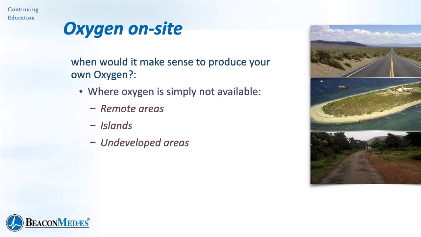Obviously, if you couldn't get oxygen, a good example might be a place like Bermuda. How would you get oxygen to a place like Bermuda? Well, you'd have to put it on a ship, probably in Miami, transport it over. Big hassle. Makes more sense to produce it yourself on site. So any remote area or islands, an undeveloped area, not too big a problem in the continental United States, although some Indian reservations, for instance, do have difficulties with transportation, and concentrators are considered in such places.